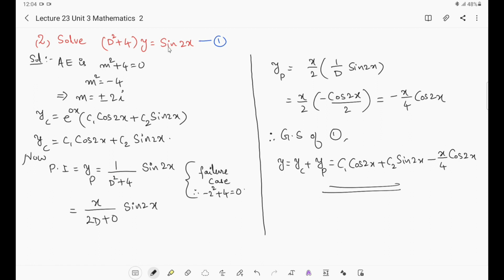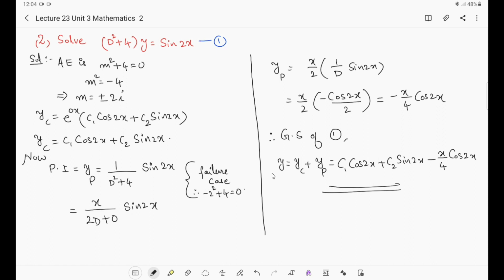This is the procedure we have to follow in the second case, right? Now we will move towards the third case. We have discussed the second case. Instead of sin, even if cos 2x is given, we have to follow the same procedure, right?